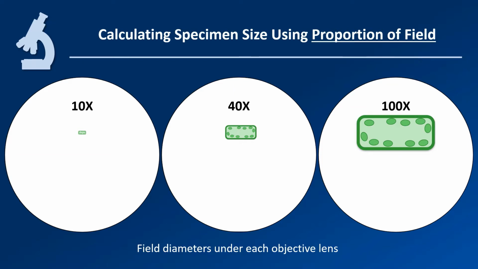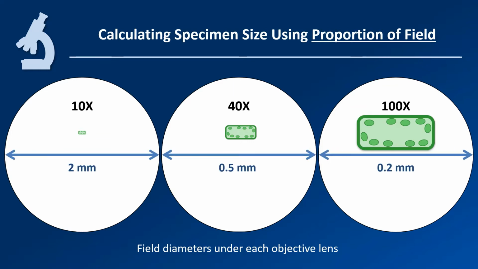If you look at table 2-1, I've given you some information about how big that field of view is. So the 10 times objective, the field of view is 2 millimeters, the 40 times it's 0.5 millimeters, and the 100 times it's 0.2 millimeters. Now when we measure cells, usually we measure cells in micrometers. So 1,000 micrometers is 1 millimeter. If we want to convert from millimeters to micrometers, we multiply by 1,000. So 2 millimeters is 2,000 micrometers. 0.5 millimeters is 500 micrometers, and 0.2 millimeters is 200 micrometers.